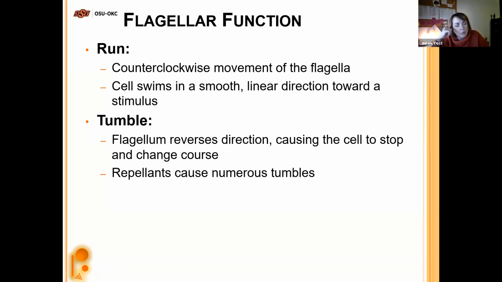When we use our flagella, we can move in runs and we can move in tumbles. If we are moving in runs, we will have a counterclockwise movement of our flagella, and the cell will swim in a smooth linear direction towards whatever that stimulus is, or away from the stimulus, whatever direction you're trying to go, right? The tumble is where the flagellum reverses its direction suddenly. It'll cause the cell to stop suddenly and change its course just randomly. And if you have a repellent that suddenly appears, then that's often what causes numerous tumbles. So it's just trying to get away however it can, because it doesn't necessarily know which direction to go.